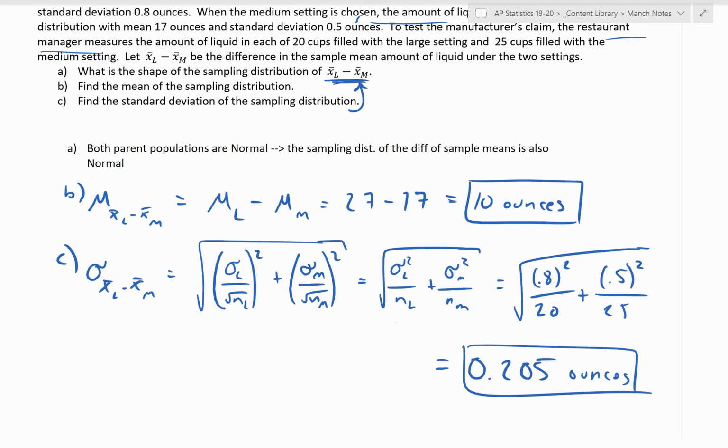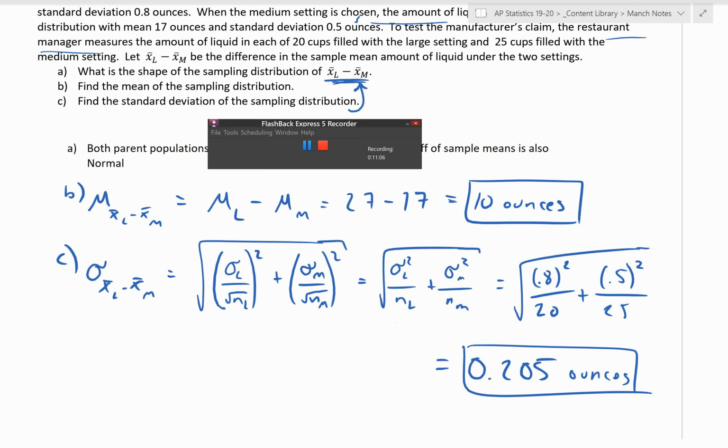In the next video, we'll talk briefly about the sample statistic that we'll use for difference of sample means.